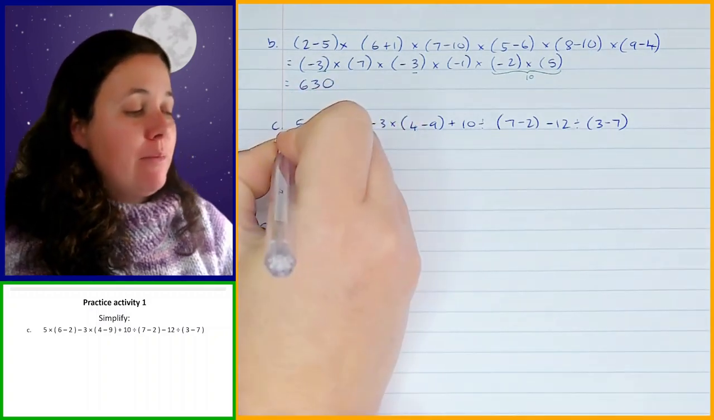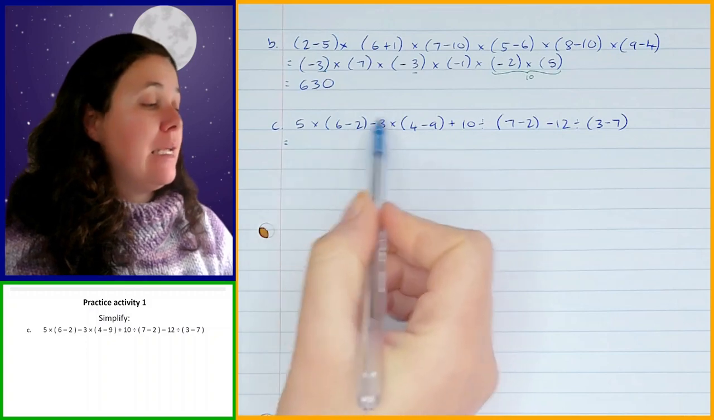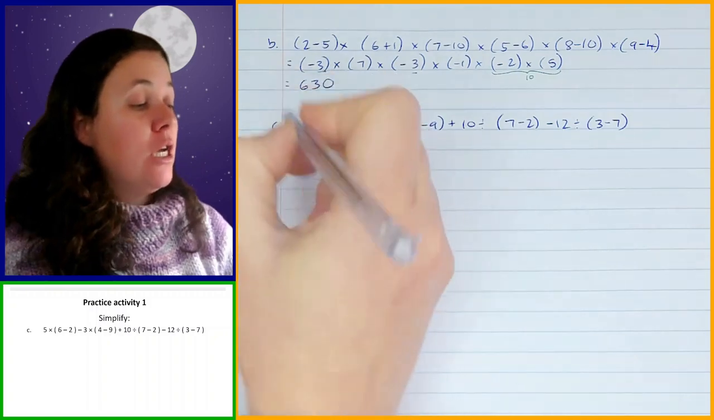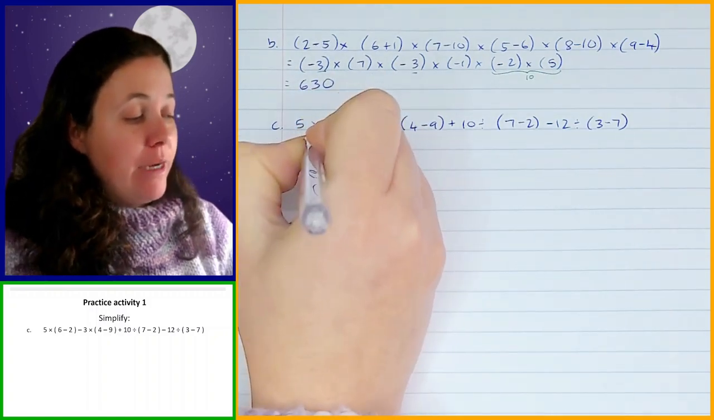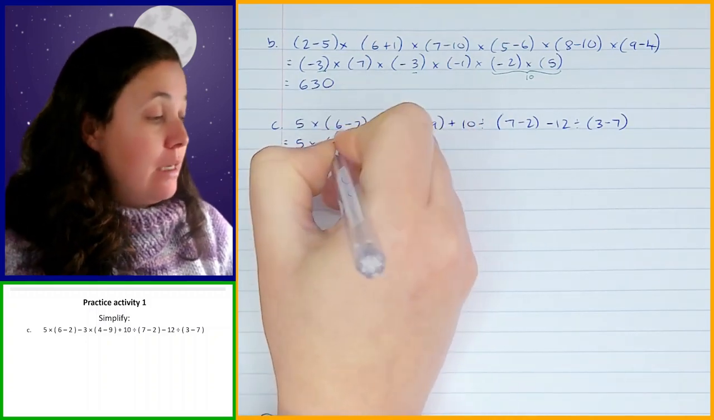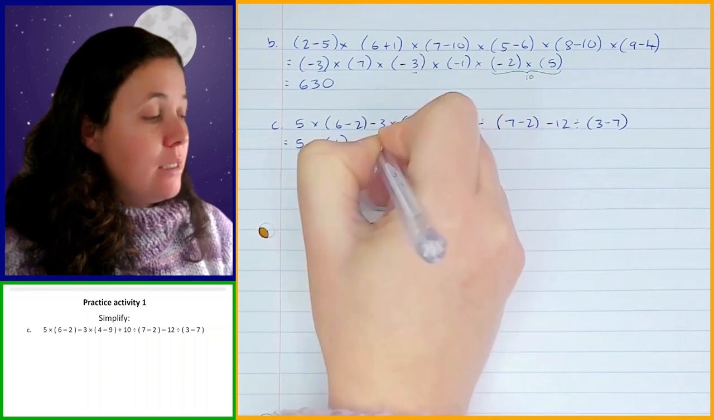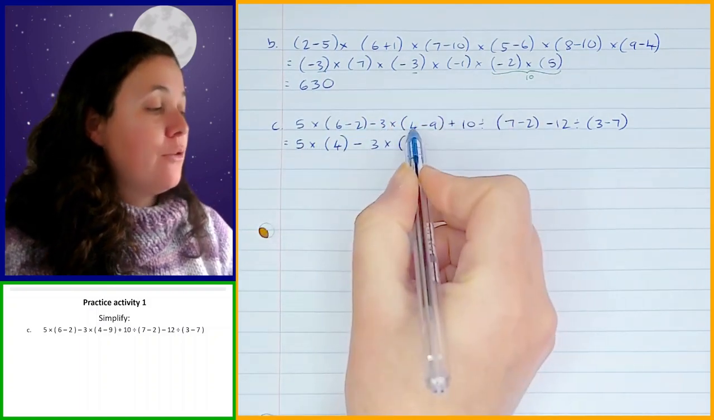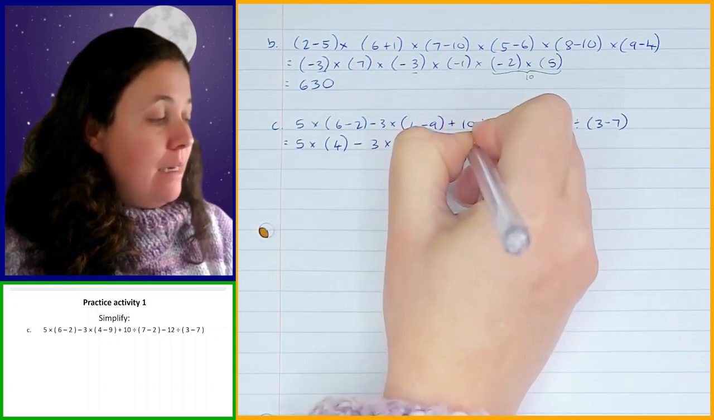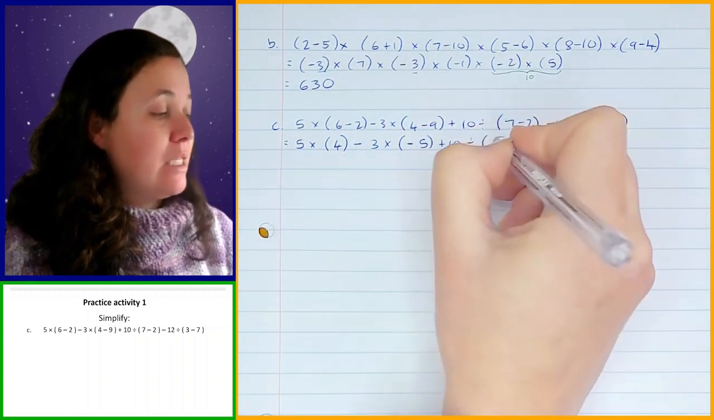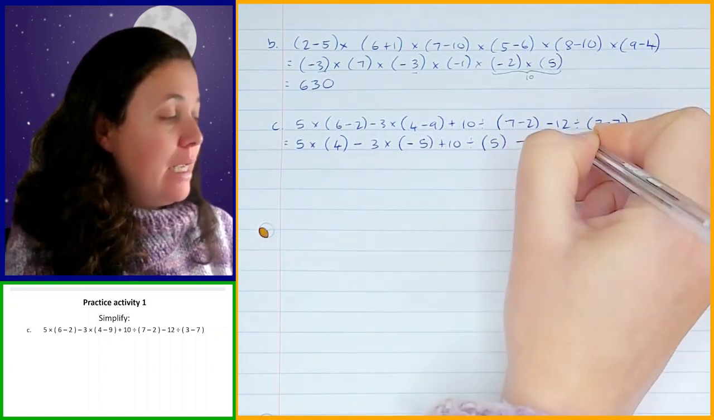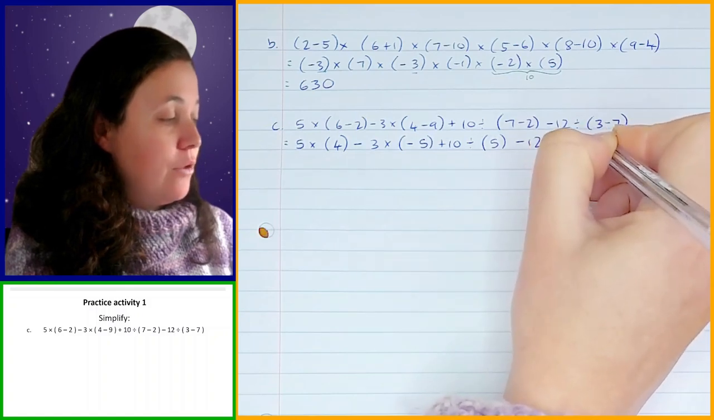So BEDMAS says I need to simplify the things in brackets first, and in the brackets I've only got subtraction to worry about, so I don't have any multiplication or division that has to be done first. So I'm going to go straight on to doing my subtraction inside my bracket. So I have 5 times, then inside my brackets, 6 minus 2 is 4, minus 3 times in my brackets, 4 minus 9 is negative 5, plus 10 divided by, inside my brackets, 7 minus 2 is 5, minus 12 divided by, in my brackets, 3 minus 7 is negative 4.